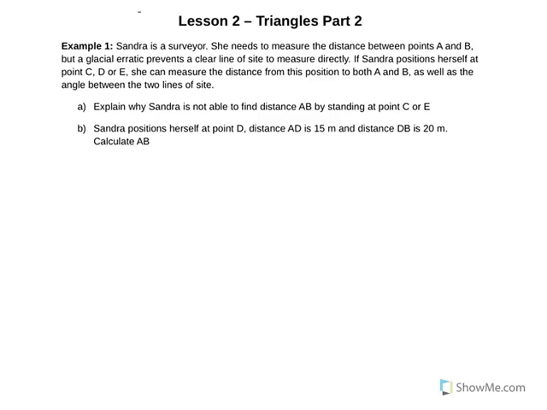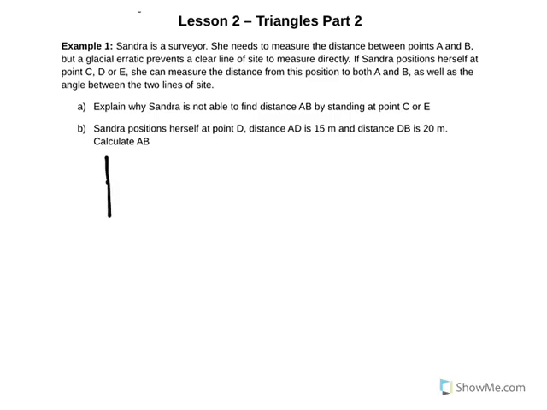She needs to measure the distance between point A and B, but a glacial erratic prevents a clear line of sight to measure directly. If Sandra positions herself at point C, D, or E, she can measure the distance from this position to both A and B, as well as the angle between the two lines. So let me just draw this for you.